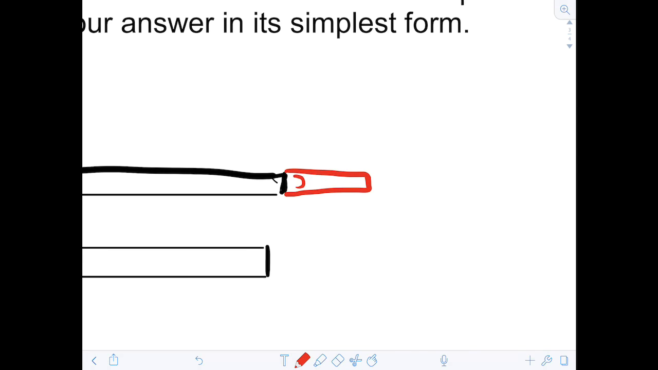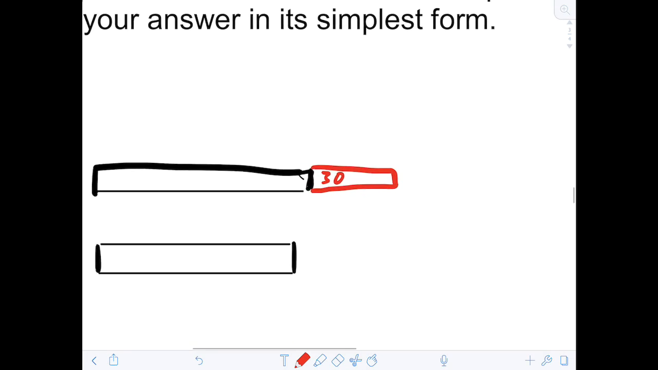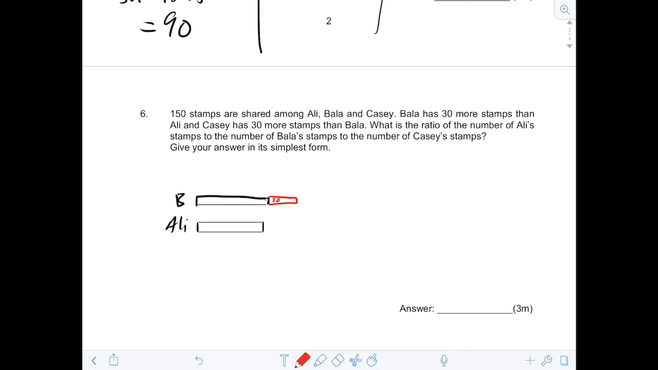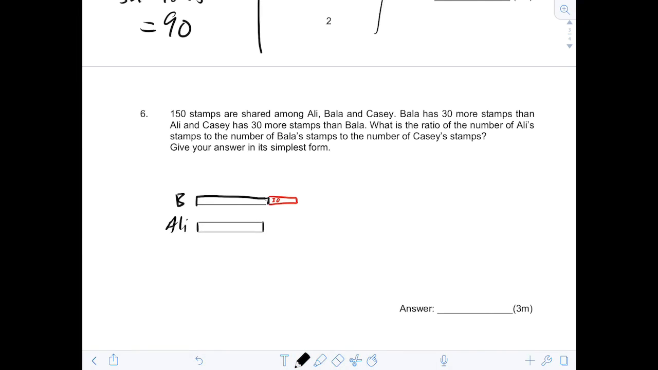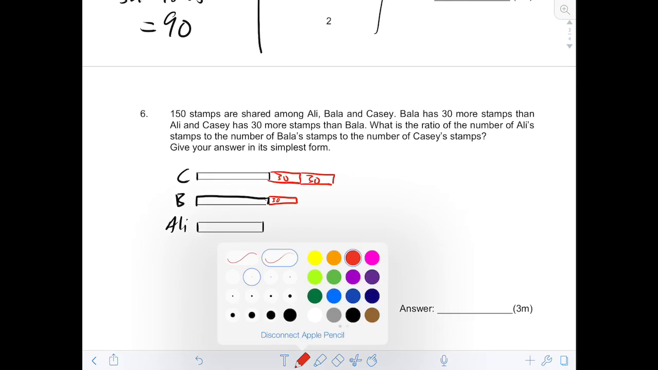So yeah, 30. Okay, and the last one says that Casey has 30 more than Bala. So actually here Casey also has what Bala has, which is this plus the red portion. And then apart from this, he has another 30 more than Bala. So your model should look like this.